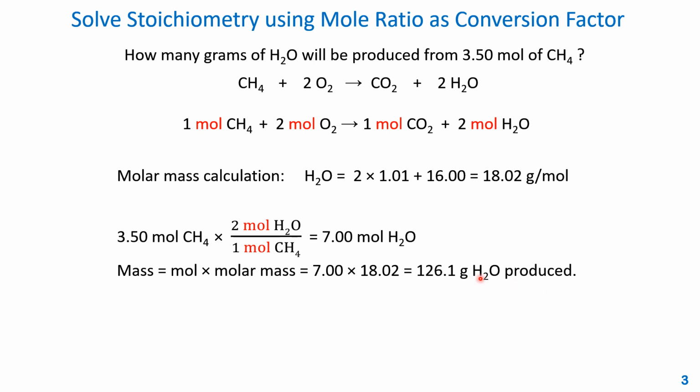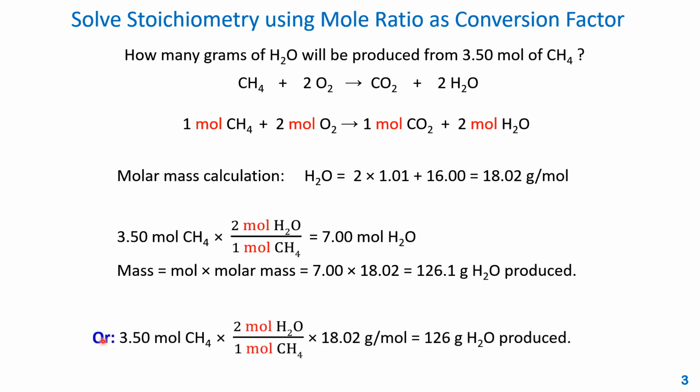You can also use just one setup. So the given condition, 3.5 mole of methane, multiply with the mole ratio, water to methane, 2 to 1. In this step, you get the mole of water, canceling the mole of methane. Then second step, multiply with the molar mass of water, and the number of moles of water gives you the mass of water. That's 126 grams of water produced. This is the way using mole ratio.